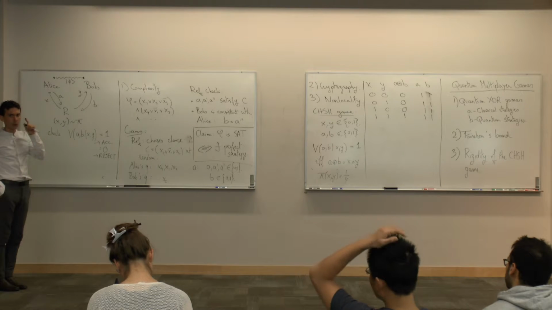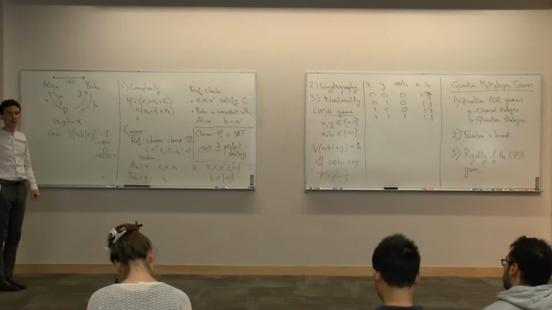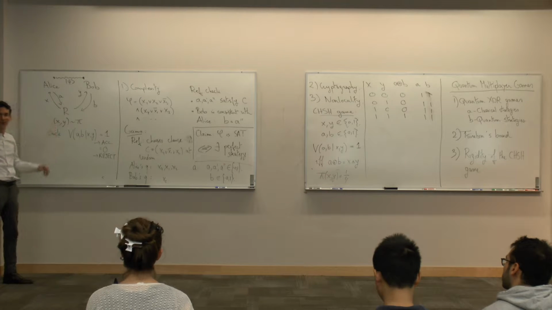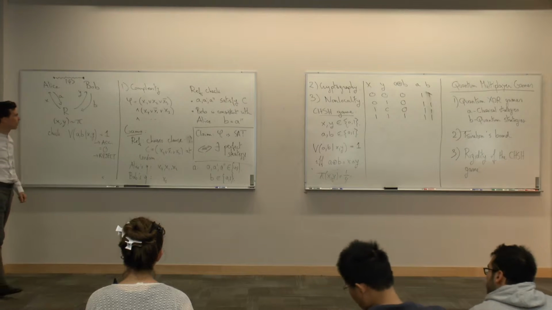It's kind of surprising, because if you come up in your head with a proof that you can't win this game with probability better than 3/4, then you're confused, right? The reason is that your proof makes some assumptions. So that's the plan, that's the goal for today.